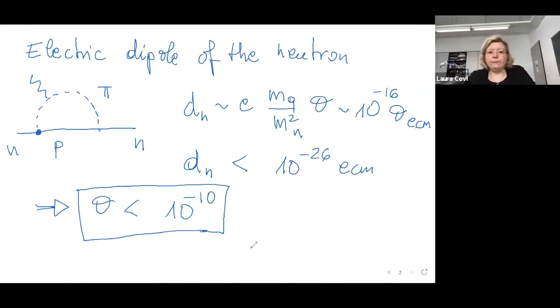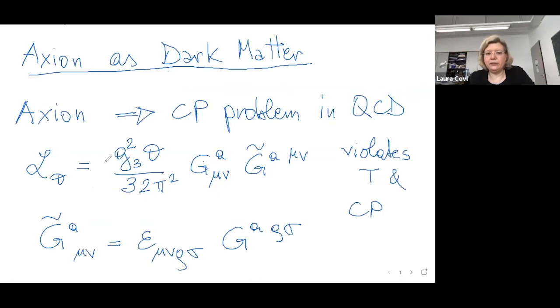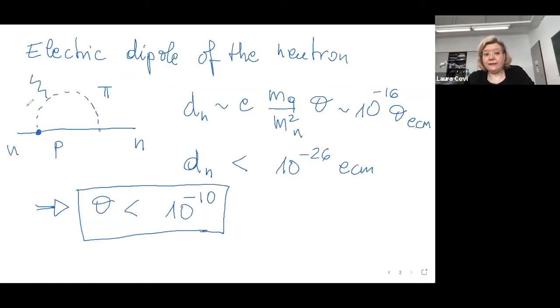Okay, so this is one of the problems of QCD: if you do not have this term, then QCD would completely conserve CP. But as soon as you switch on even a small theta, you immediately get in trouble with the experimental measurement of the electric dipole moment of the neutron.